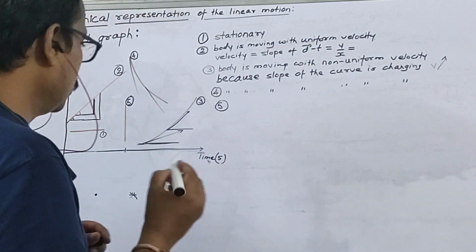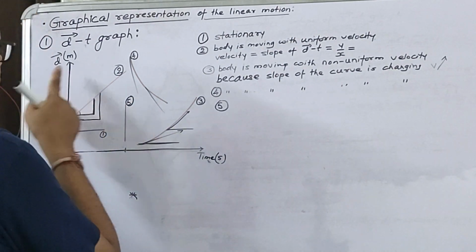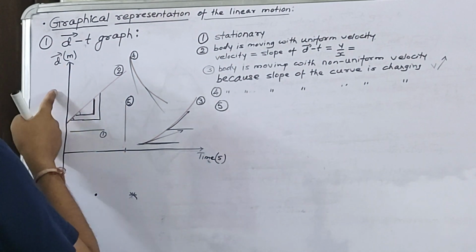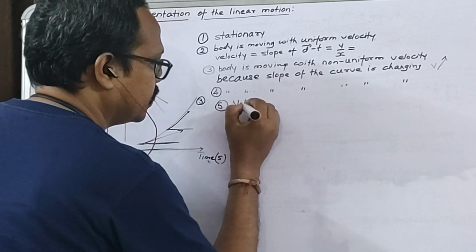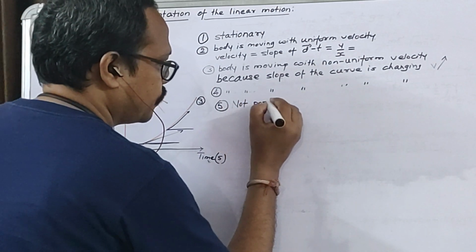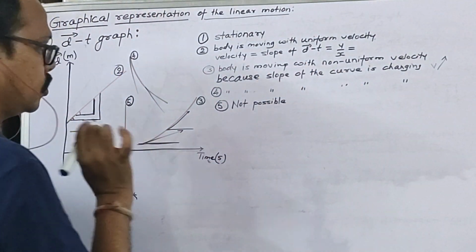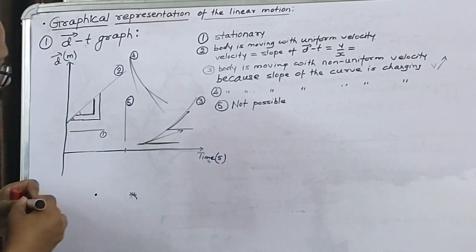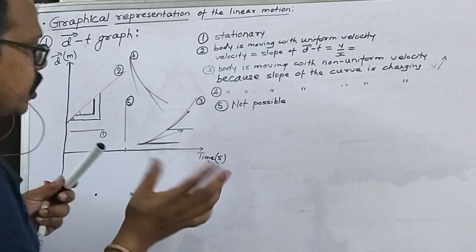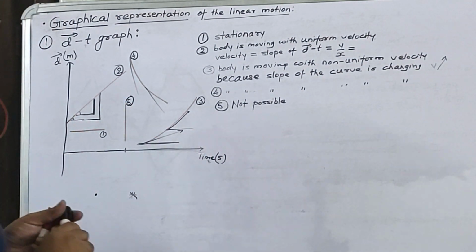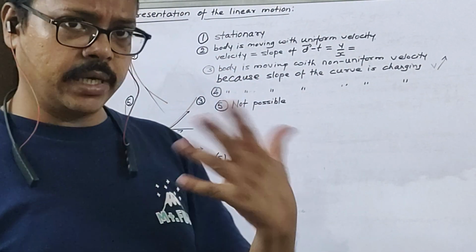It's not possible. A displacement time graph that is parallel to the displacement axis, parallel to the y-axis, is not possible. We can straight away say that this is not possible, because in no time its displacement is changing. In zero time, displacement cannot change. So we can deduce different types of information by seeing the graph.